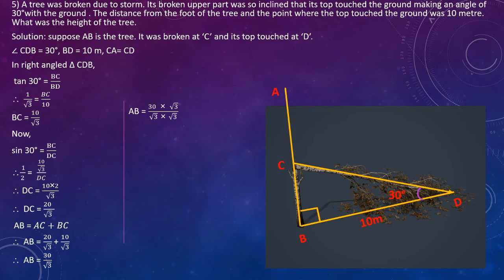Now we have to remove root 3 from the denominator. So we are going to multiply root 3 in the numerator and denominator as well. Therefore we get AB is equal to 30 into root 3 upon root 3 into root 3. Therefore AB is equal to 30 into root 3 upon 3. Therefore AB is equal to 10 root 3. So we get the height of the tree as 10 root 3.